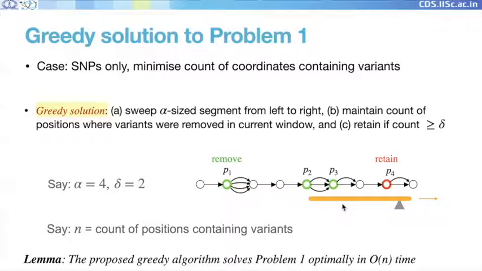With this information, each iteration involves deciding whether the variant on the last position of this segment should be retained or removed. If the count of already dropped variants equals delta, then we choose to retain this variant, otherwise we drop that variant. The nature of this algorithm is greedy because we make this decision immediately without considering any after effects of this decision. However, we show that this algorithm is actually optimal and the resulting graph is alpha delta compatible and optimally reduced.